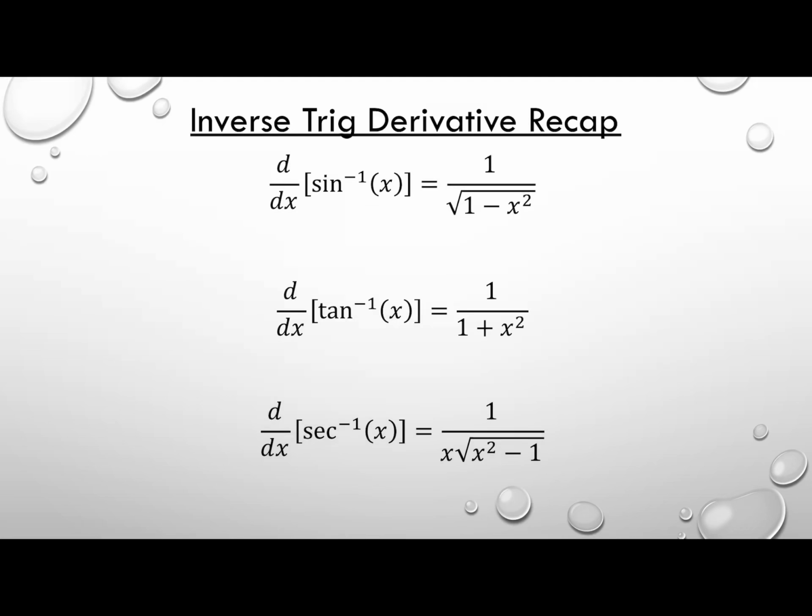Now, there's a reason why I only recap these three. You might be wondering, where's the inverse cosine derivative? Where's the inverse cosecant, inverse cotangent? In the last 20 or 20 plus years on the AP exam, these are the only three trig antiderivatives that you'll see. So for that reason, these are the only three I will cover.